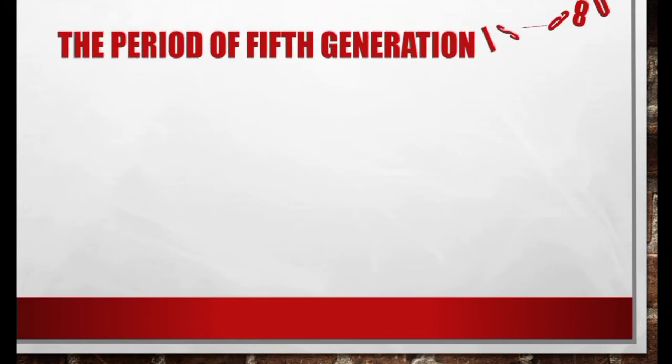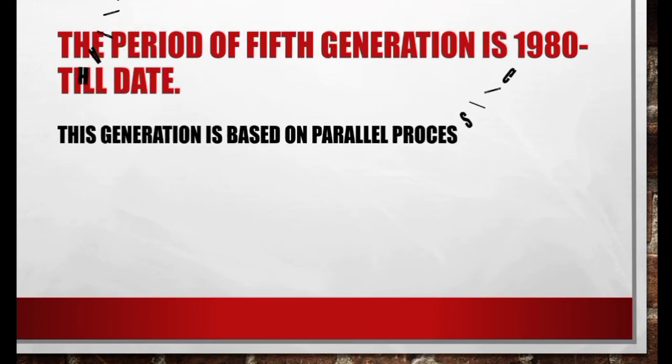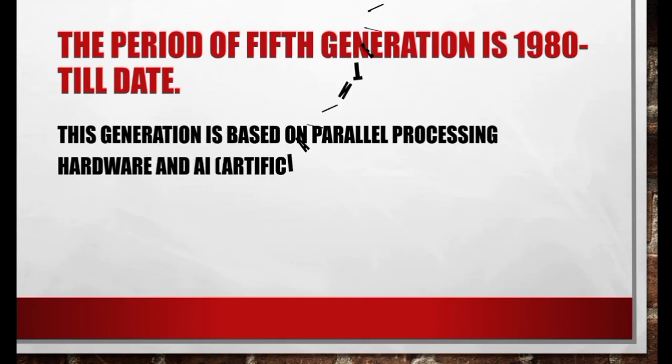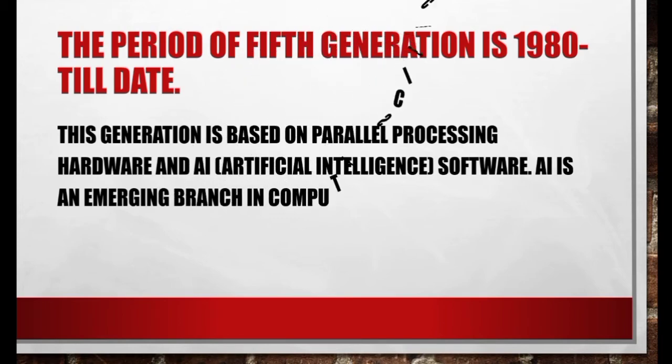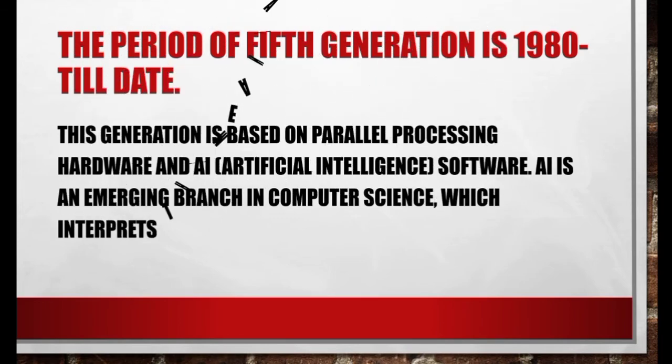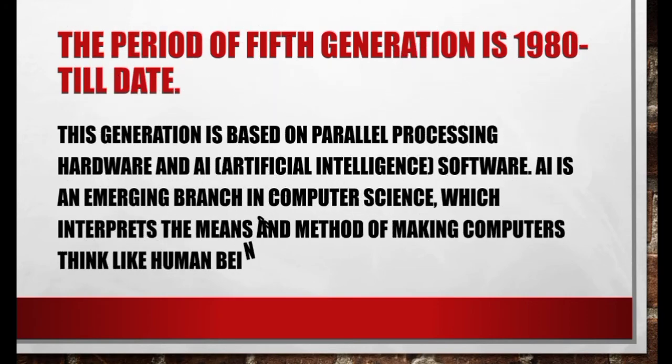So let's check today the period of the fifth generation, that is between 1980 till date. This generation is based on parallel processing hardware and artificial intelligence software. Artificial intelligence is an emerging branch in computer science which interprets the means and method of making computers think like human beings. So between 1980 till date, the generation is based on parallel processing hardware and artificial intelligence. So they define what is artificial intelligence, the AI.